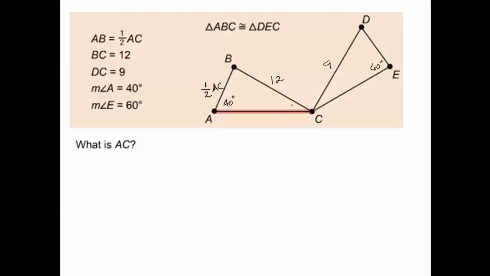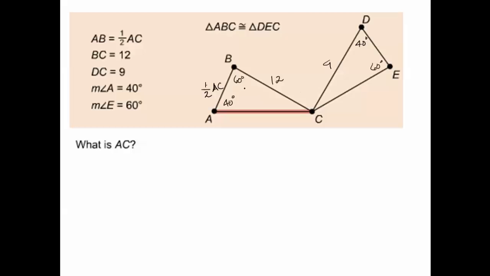Ooh, so that means angle B is going to be 60 degrees, D is 40 degrees, so I'm not dealing with any kind of special triangle. Oh, okay, I see now.